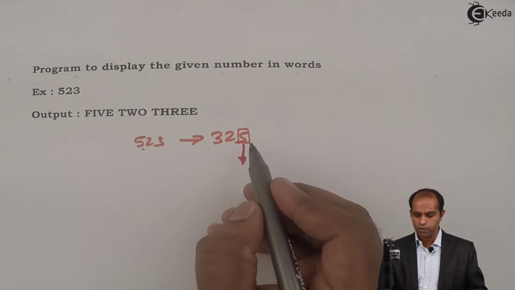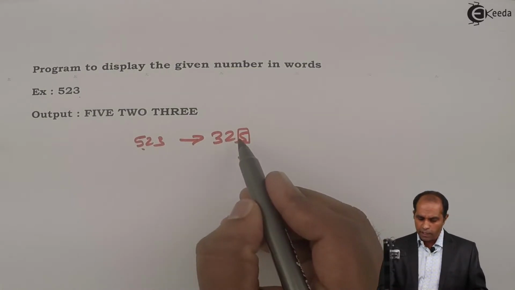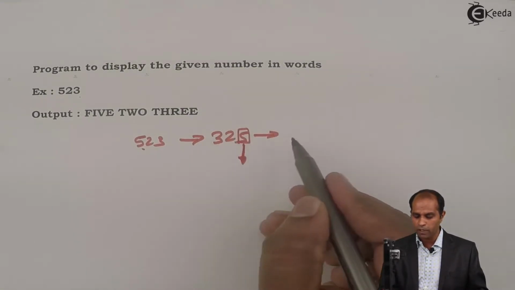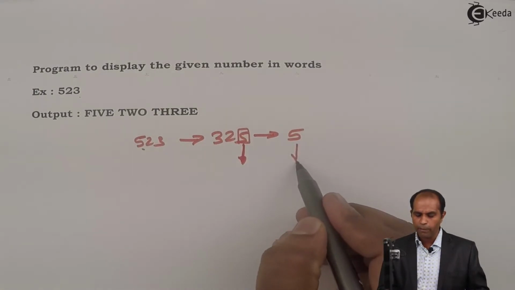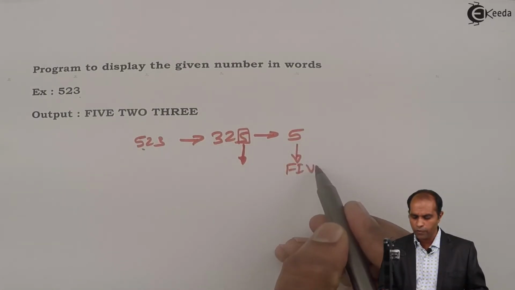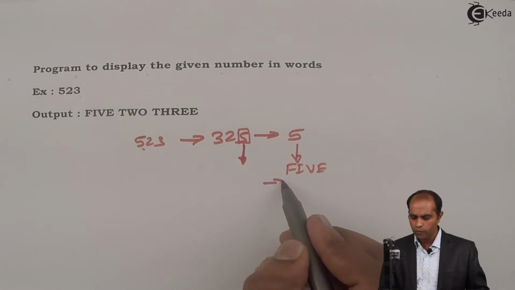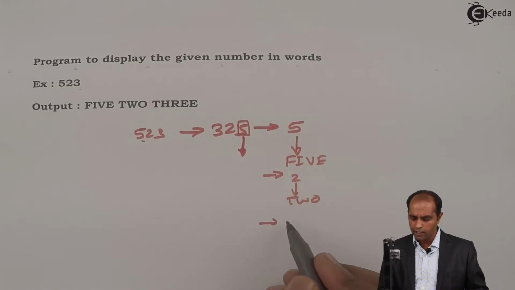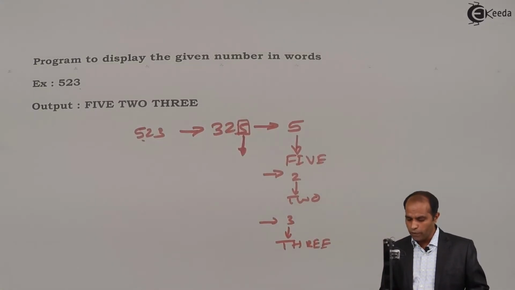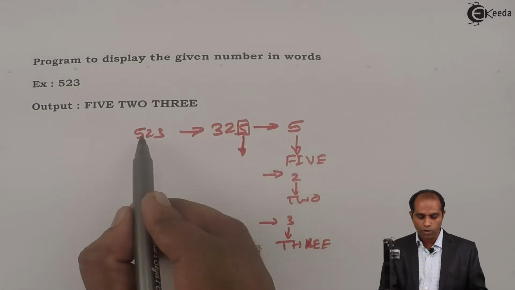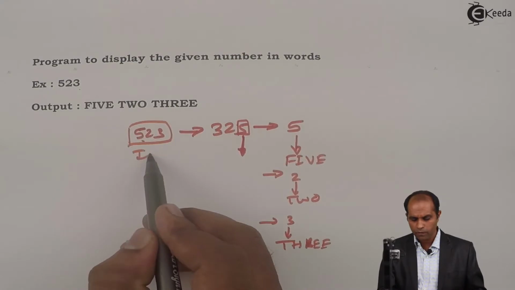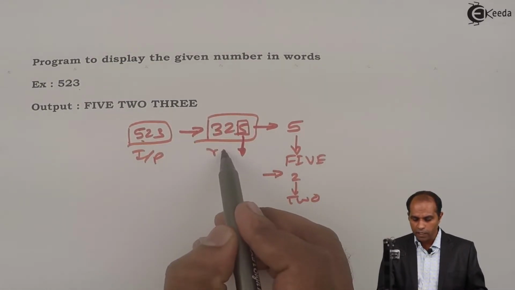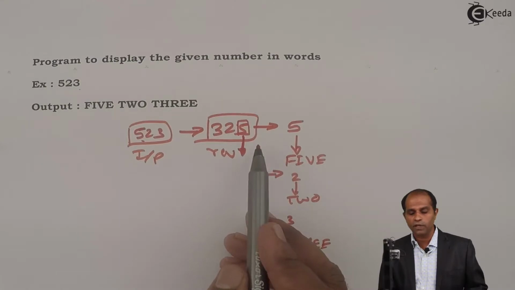And appropriately, I'm supposed to display a word for this. So I have to again extract the digits from this particular part, take 5, make a comparison, and then display FIVE. Then take 2 and display TWO. Take the next digit, that is 3, and again display THREE. So we have to display these individual digits in words based on their extraction. So the logic will be simple. First take the input, then find the reverse of the number, and then extract these reverse digits.